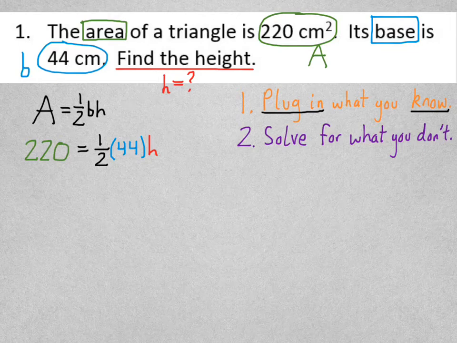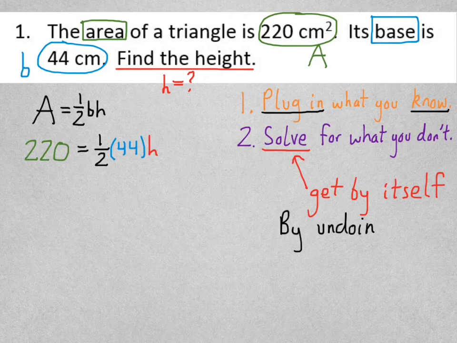Now that I've plugged in what I know, I need to solve for what I don't know. What does it mean to solve for something? That means to get it by itself. Kind of like when you solve an equation for x, you're getting x by itself on one side of the equation. How are we going to get our variable by itself? We're going to do it by undoing operations, just like we've done with other equations.